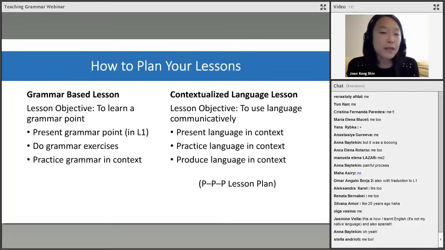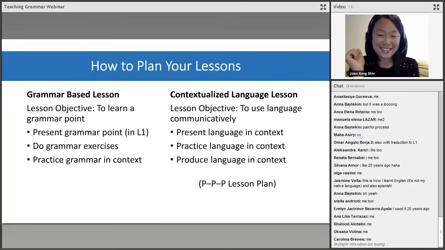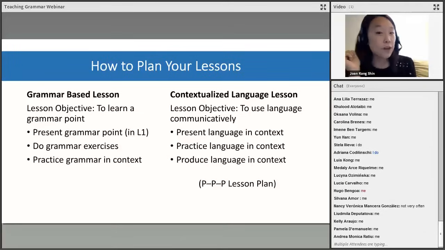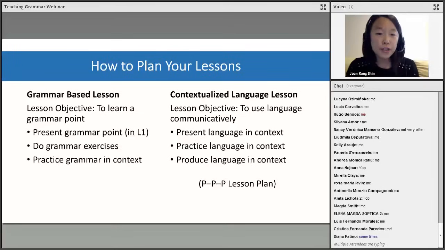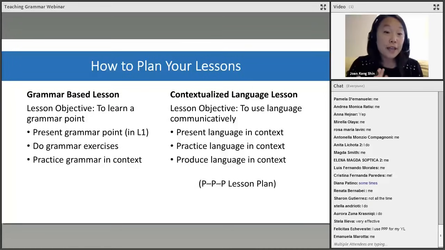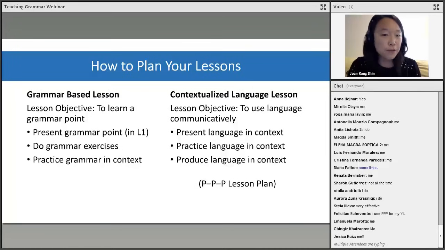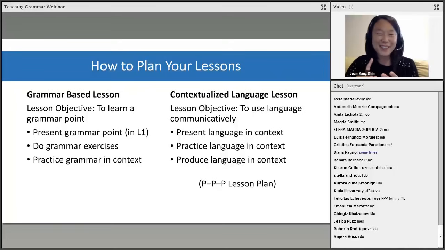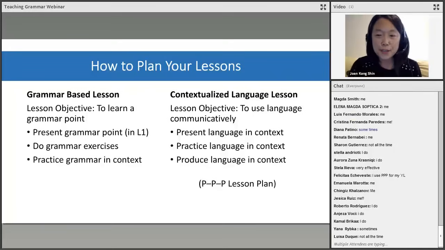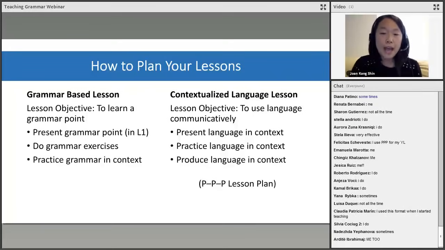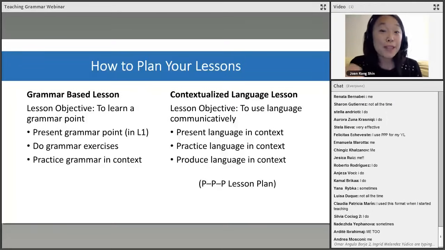And then many people like this PPP approach, right? There's a presentation of language, and then students practice, and then they produce, the production stage. How many of you use a PPP in your lessons? Okay, so that is very popular, and I'm going to present to you what I think are effective steps of a lesson that aren't so different from present language in context, practice language in context, and produce language in context.